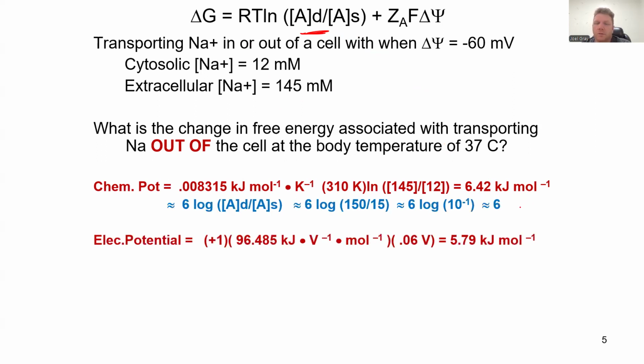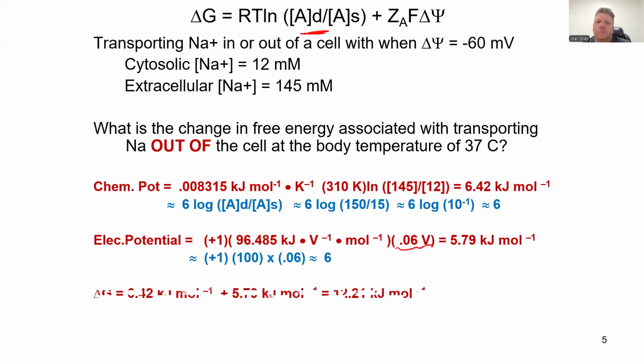An electrical potential difference, lo and behold, is actually also going to be unfavorable, because now we have to change our delta psi value. It's not going to be negative 0.06, instead it's going to be positive 0.06. So we're making this less favorable for a couple of reasons.